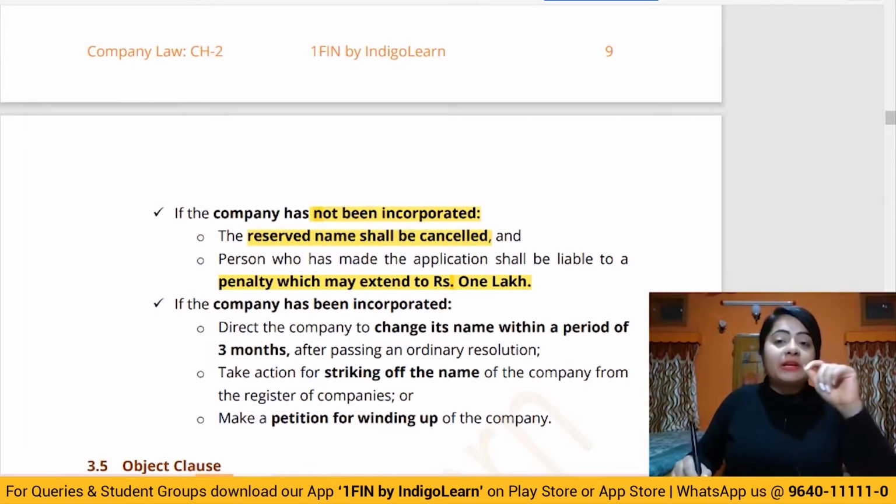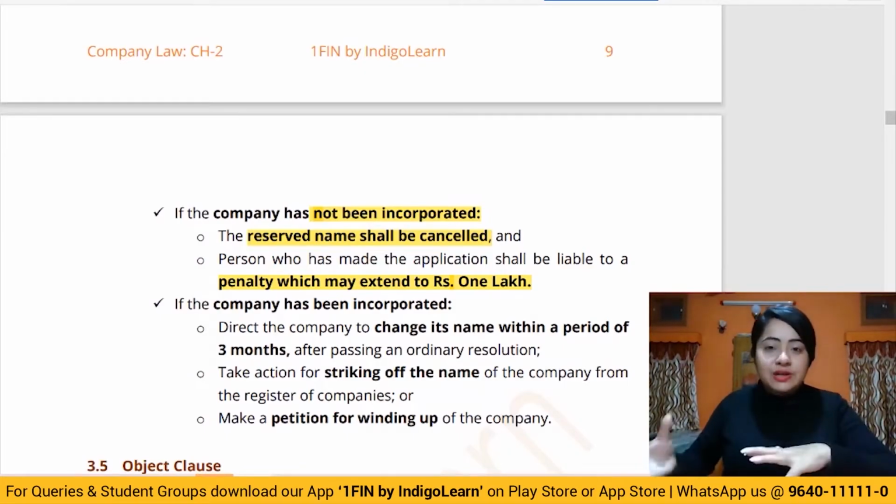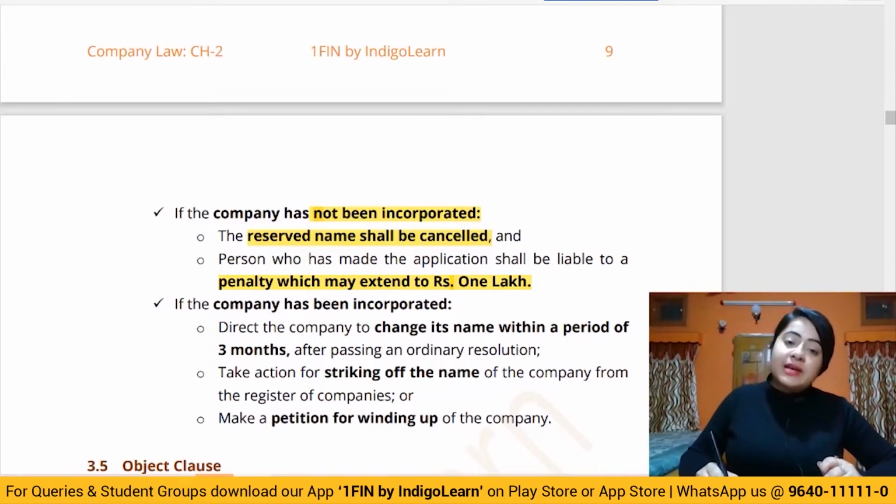This penalty is going to be applicable on the person who has filed this application, right? Because so far the company is not yet incorporated. So in that case, whoever has filed this application, they'll be liable to pay up to 1 lakh rupees of penalty. Along with that, the reserved name is also going to be cancelled.